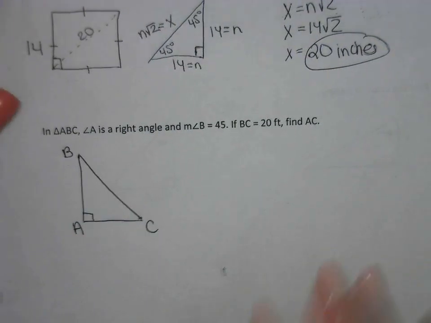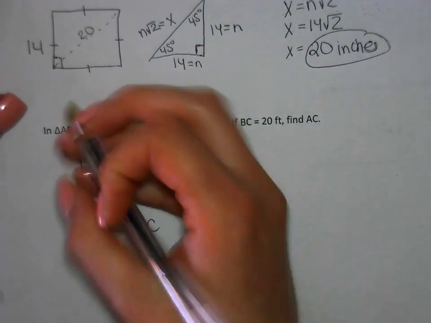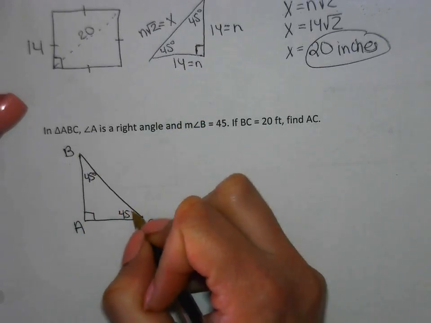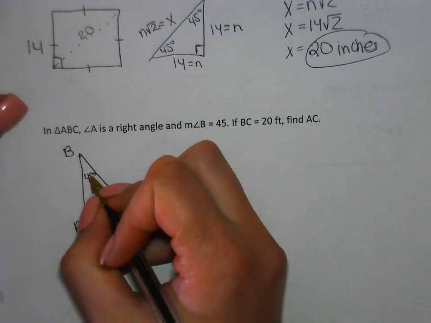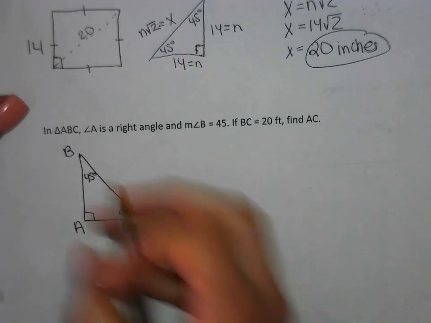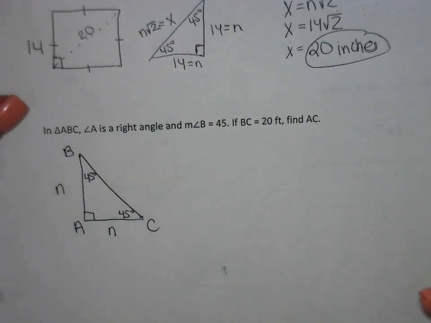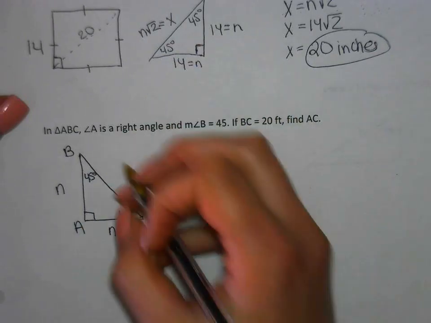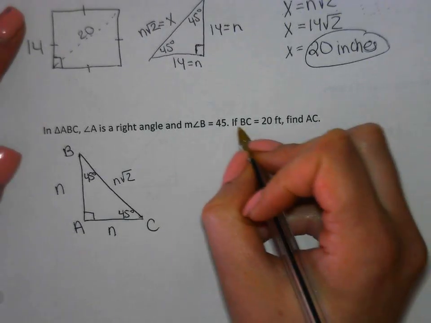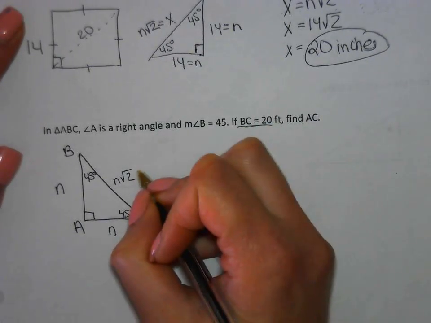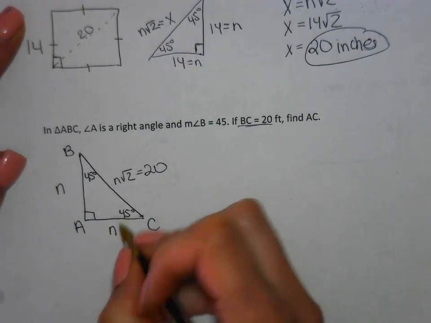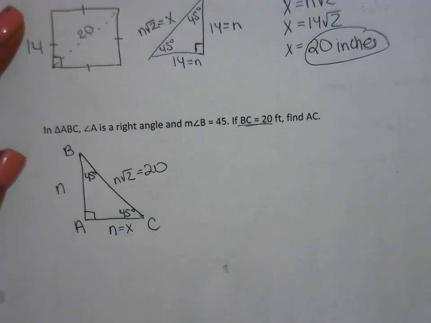In triangle ABC, angle A is the right angle, and angle B is 45 degrees, so that means angle C is also 45 degrees. Since this is 45, we know this is n. AB is also n, and BC is n square roots of 2. But we are also given that BC equals 20 feet, and we want to find AC, so we want to know what that distance is.